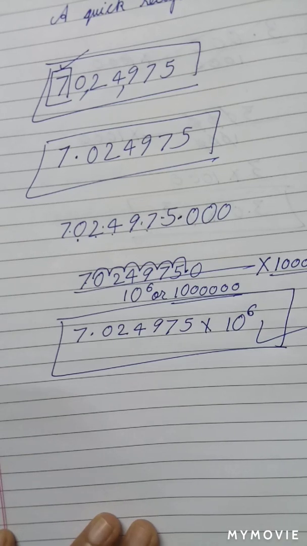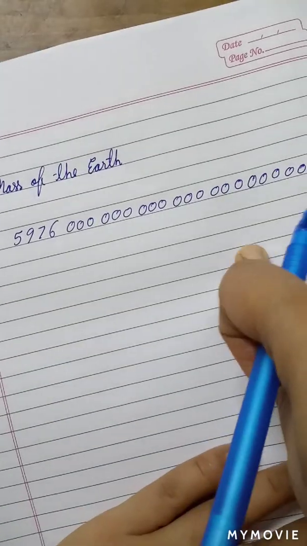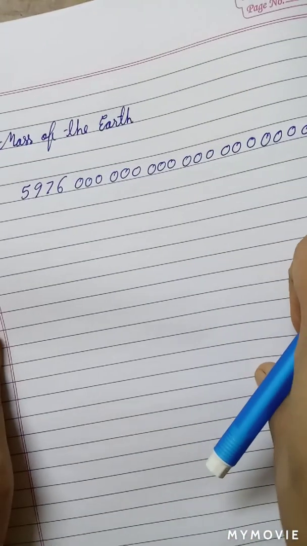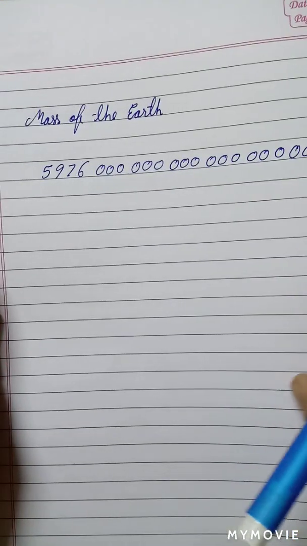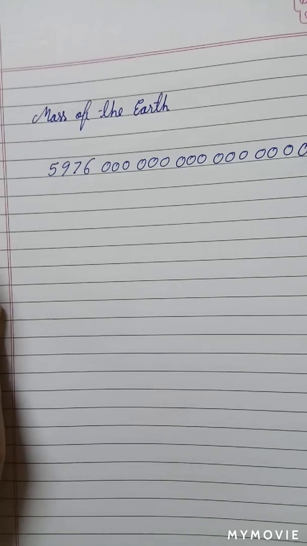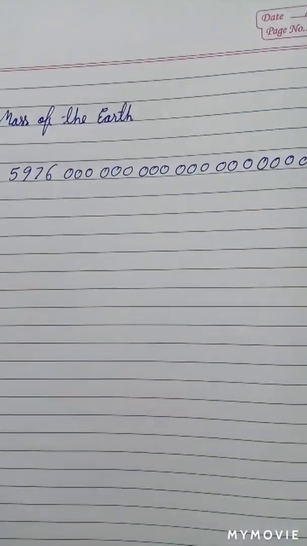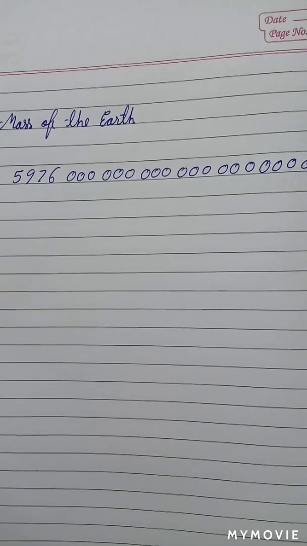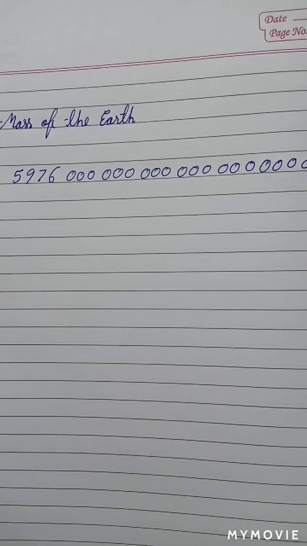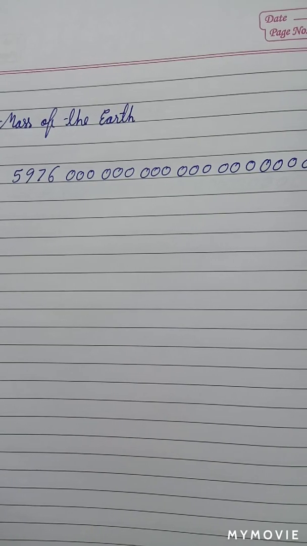Now let's understand it with the help of the mass of the earth, right? Now look at this figure. This is the mass of the earth. 5,976 followed by 21 zeros. It's very inconvenient figure and it is not easy to express this figure whenever we want to do any sort of calculation. So let's convert it into its standard form.